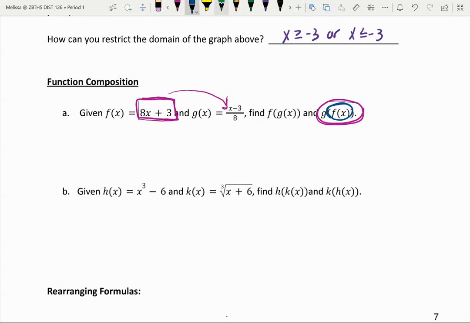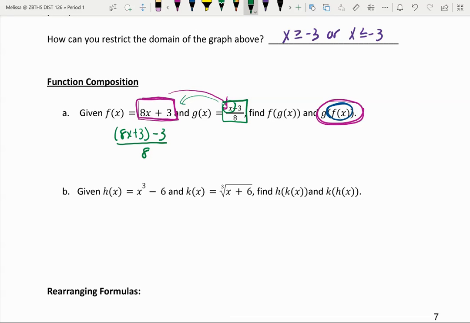Okay, so this is what this is going to look like. This is the function that I'm focusing on first. And again, I'm going to replace my first function into my second one. So as soon as I see this x here, I'm going to replace it with this. So I have (8x plus 3 minus 3) divided by 8. So I have my g of x function. Literally the only thing I did was substitute in the 8x plus 3 in for where x is.